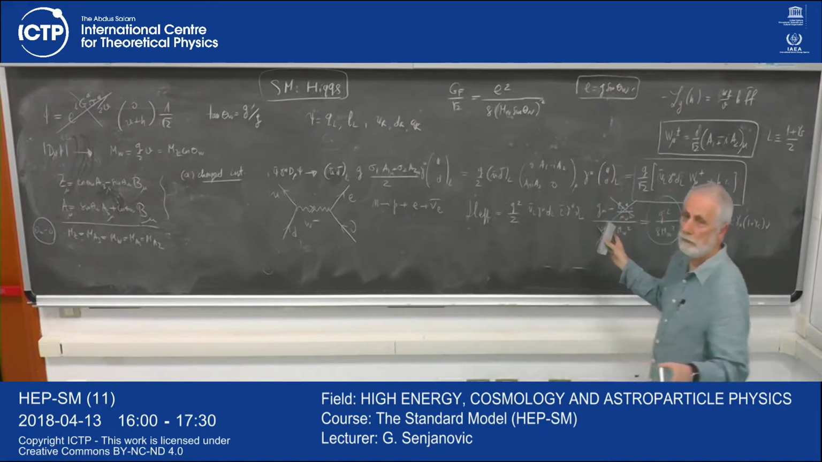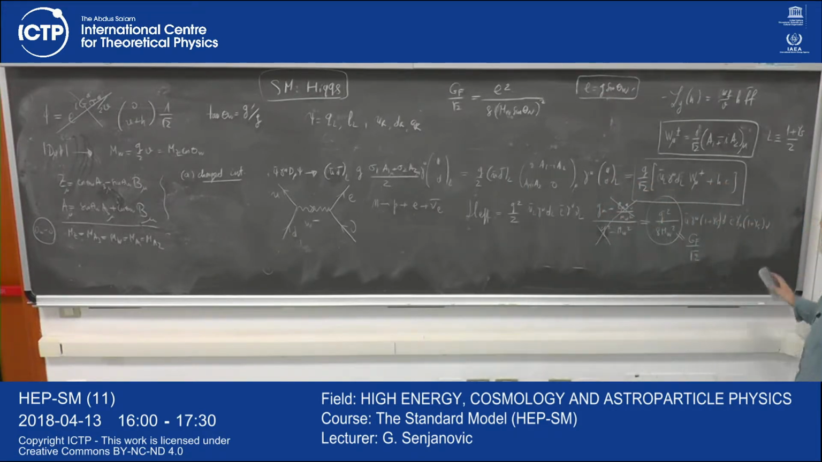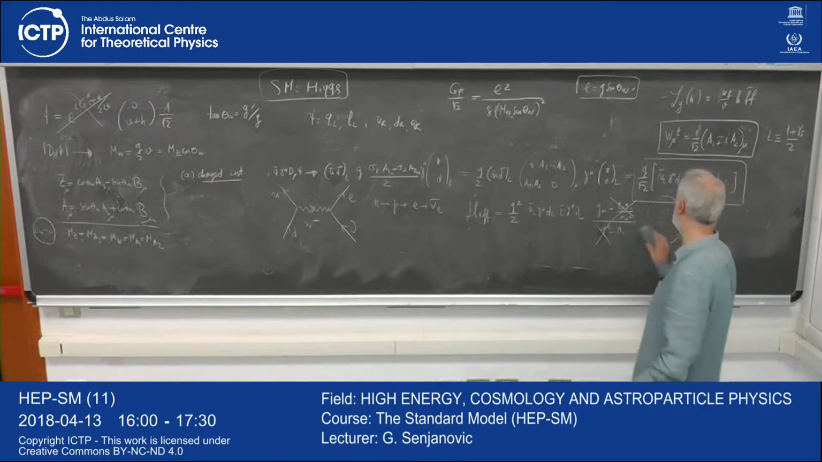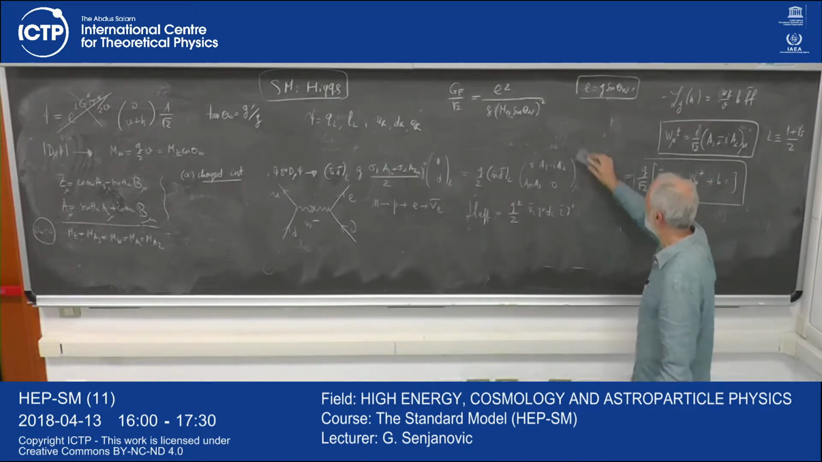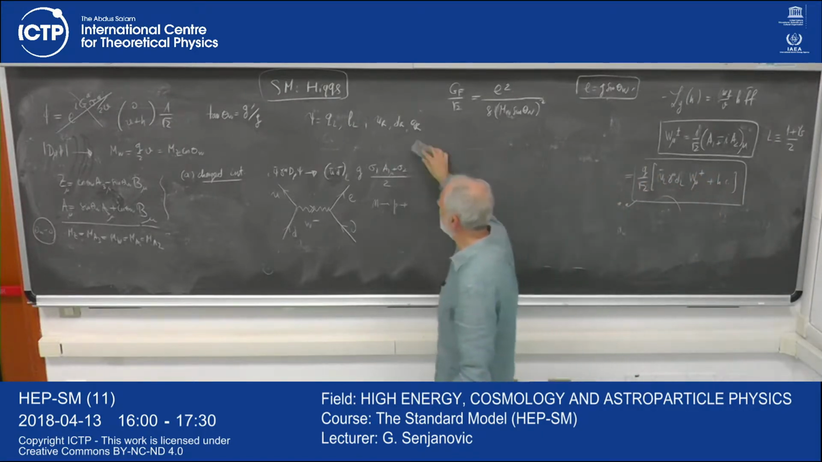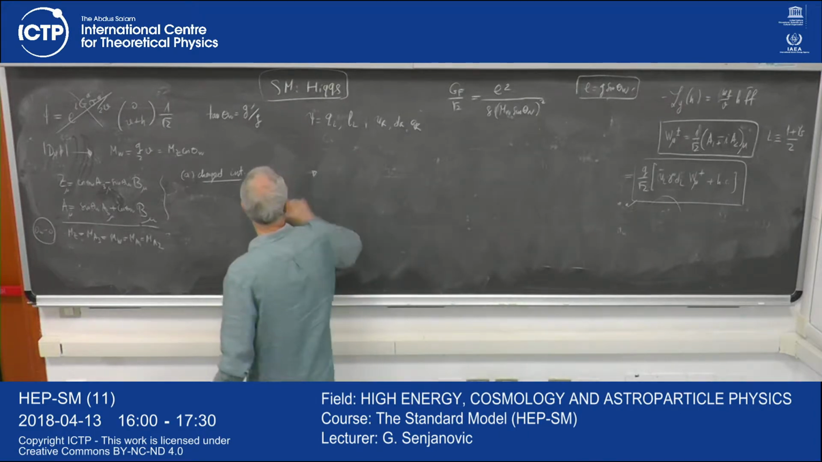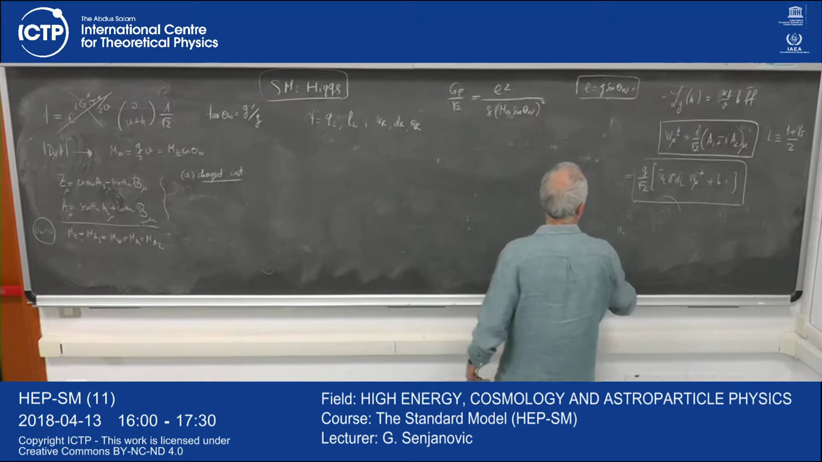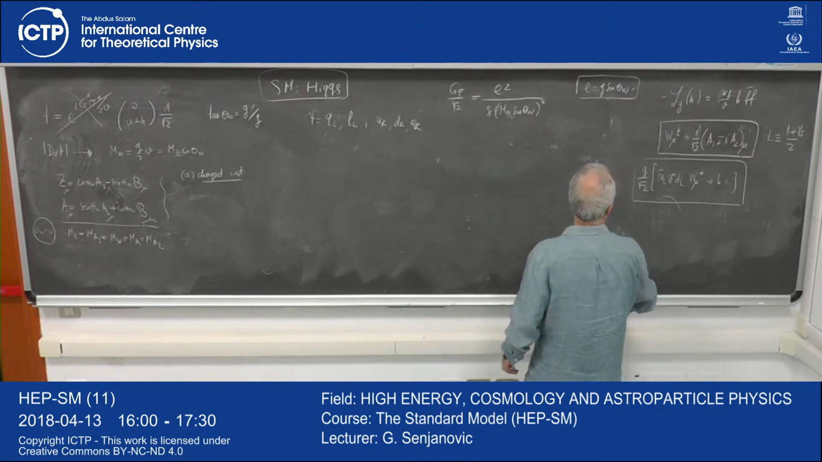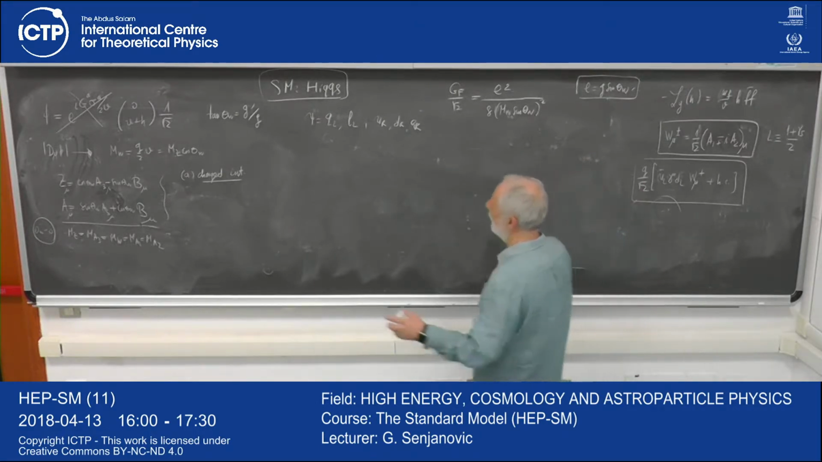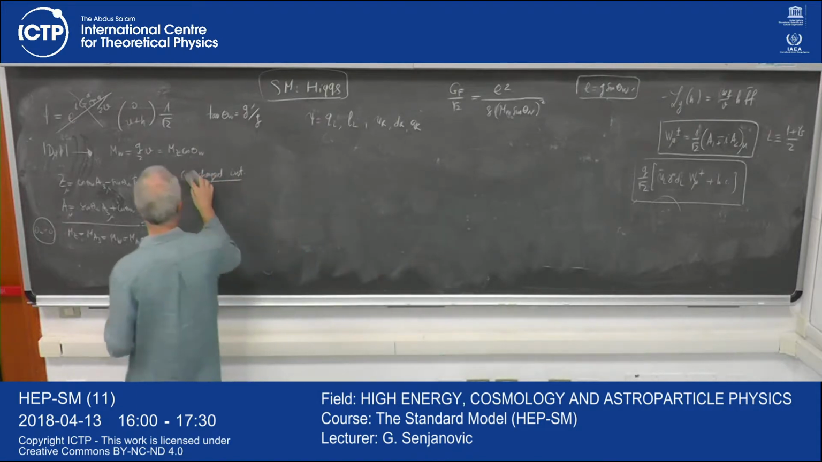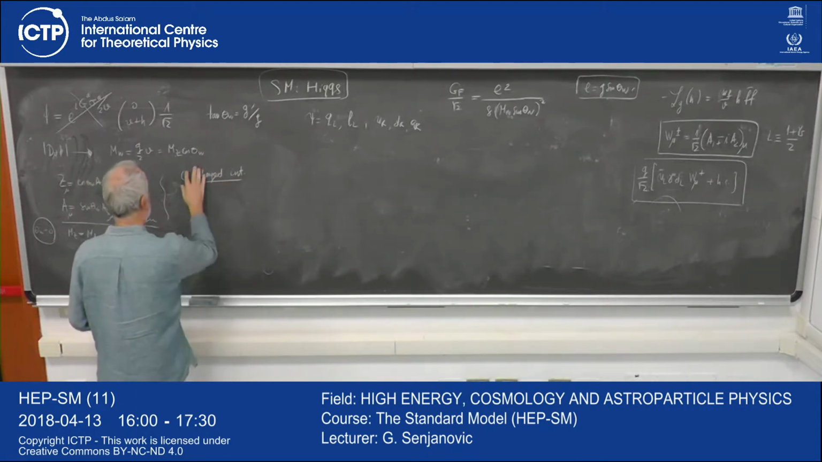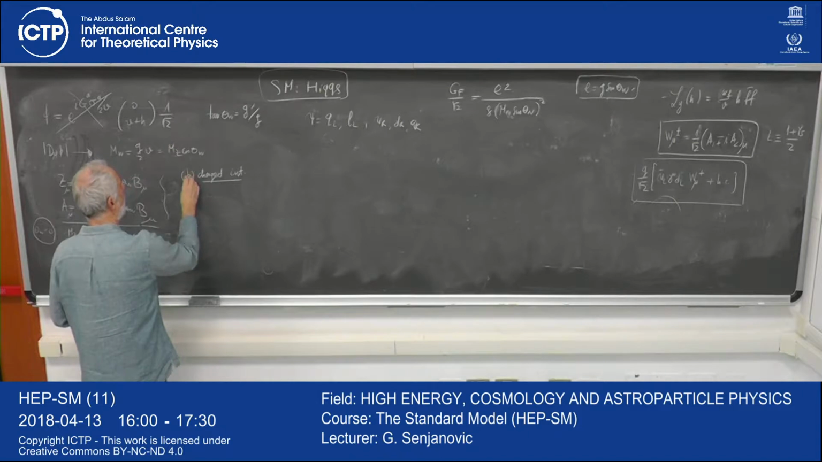I'll erase this. Let me leave this in this interaction. Let's just erase this and then do the neutral one, which is slightly more involved. Okay, we can keep this. You see now gradually we are building up the blackboard. Maybe by the end of the day we'll have this. So B neutral.